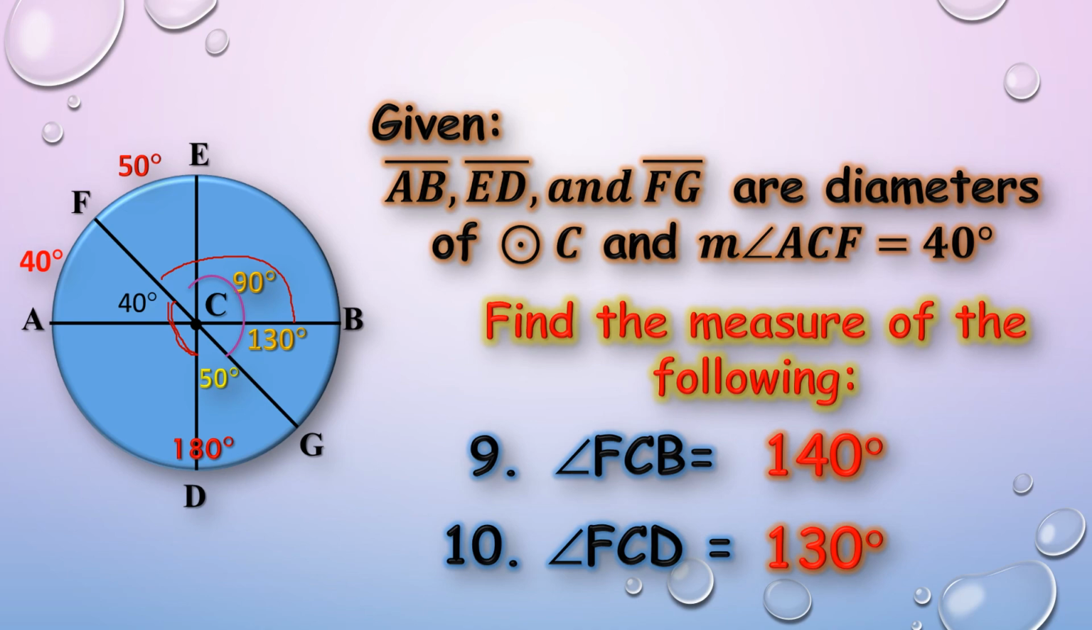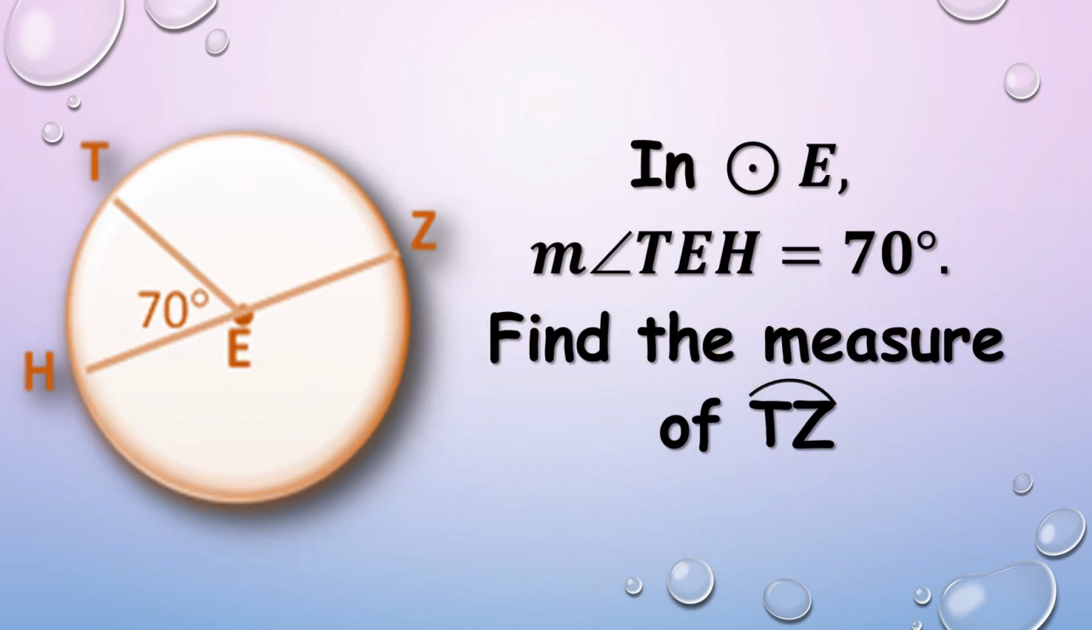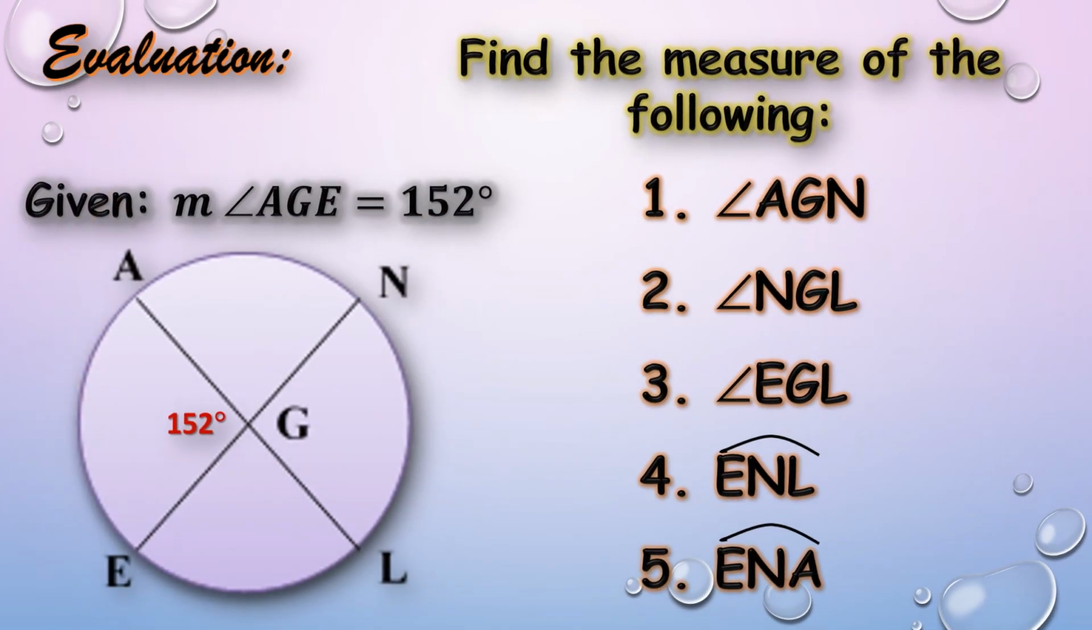Okay, so next, do the following, for exercise. In circle E, the measure of angle TAH is 70 degrees. Find the measure of arc TZ. Okay, then find the measure of the following. Given circle G, the measure of angle AGE is 152 degrees.